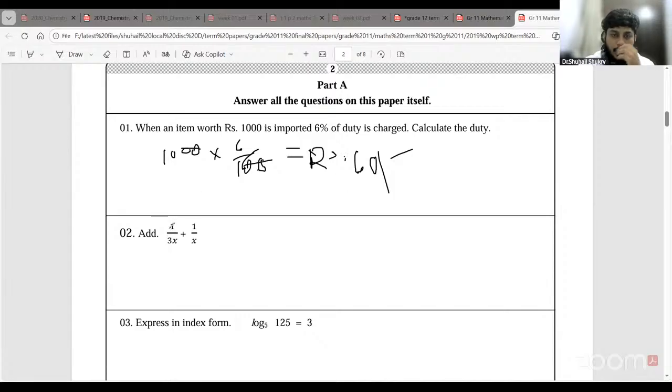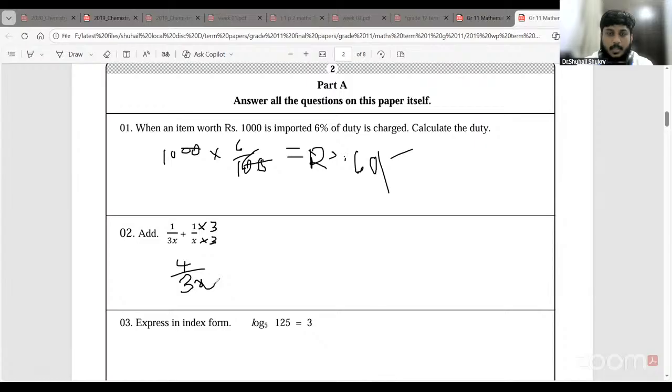So they have asked to add 1 over 3x and 1 over x. So what should we do? We should have a common denominator, so multiply this by 3. If you multiply this by 3, this also should be multiplied by 3. Then we can add: 1 into 3 is 3, 3 plus 1, 4. So the answer will be 4 over 3x.